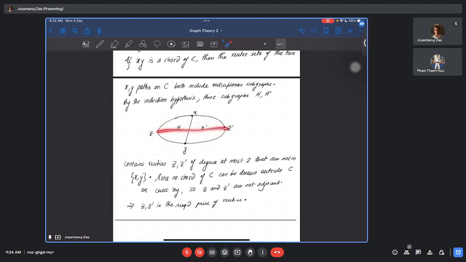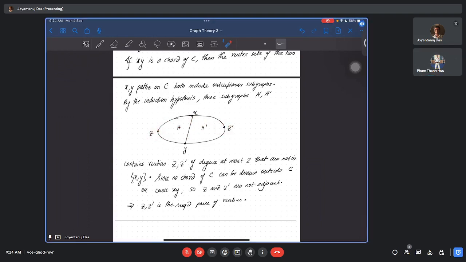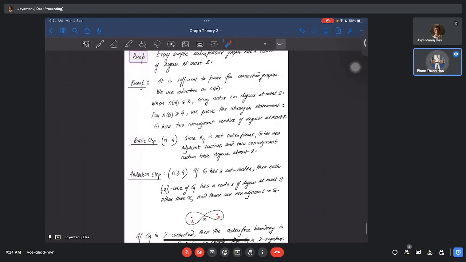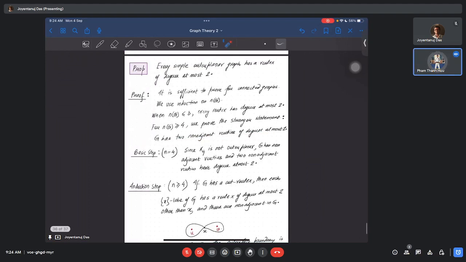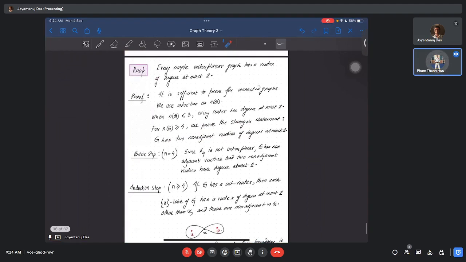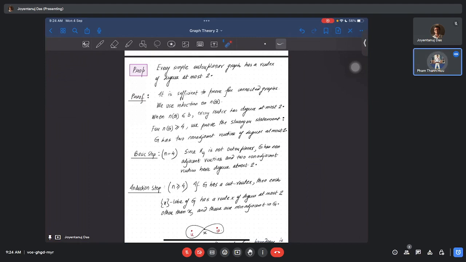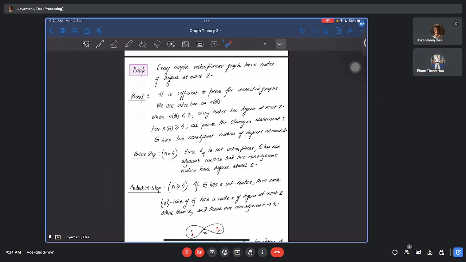So now these are not adjacent because the chords cannot cross each other, right? So we have at least two non-adjacent vertices. So that is what we are trying to prove, right? So we prove that if the number of vertices is greater than 4, we have at least two vertices with degree at most 2. That's not exactly 2. It can be 1, it can be 2.